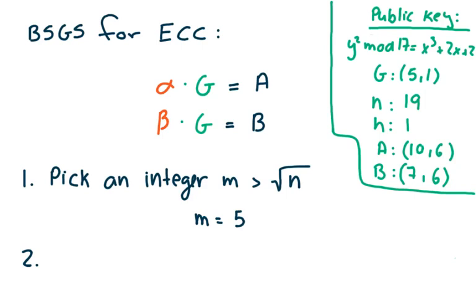The next thing that Eve is going to do is compute mG, where G is that generator point of (5, 1). So 5G. Now, if Eve goes through and computes the values of the cyclic group up until 5G, she knows that 5G is (9, 16), if we're working with this public key information.